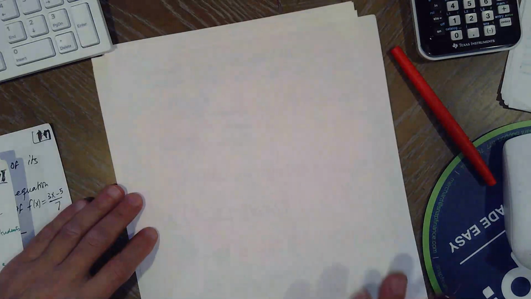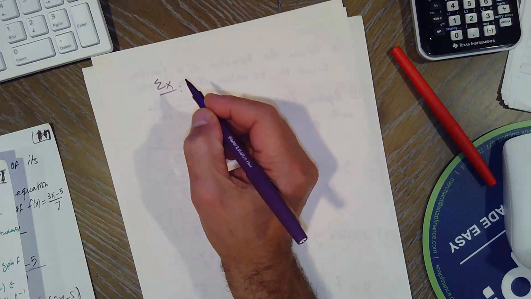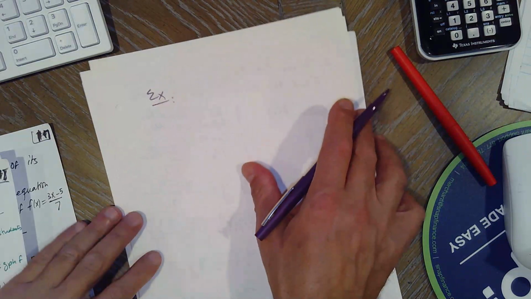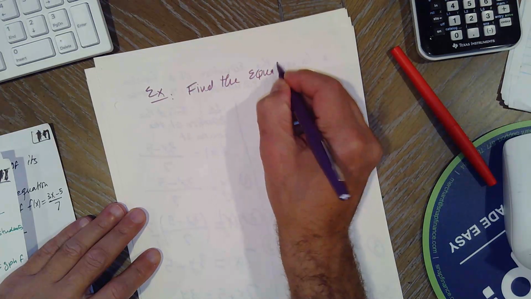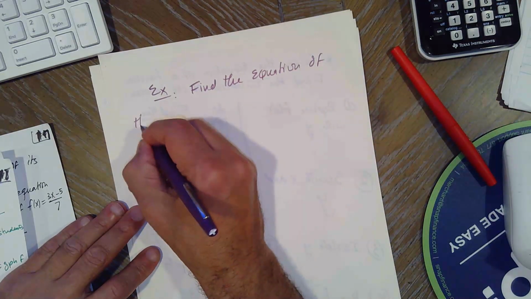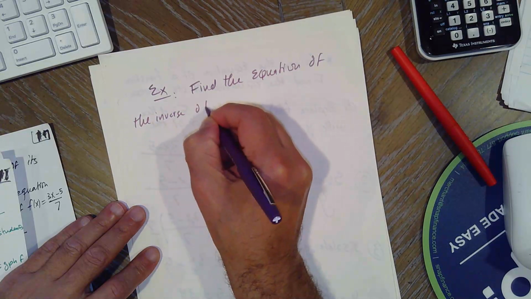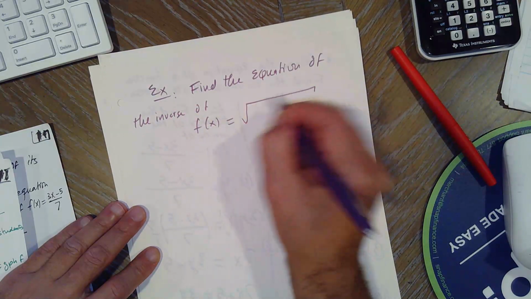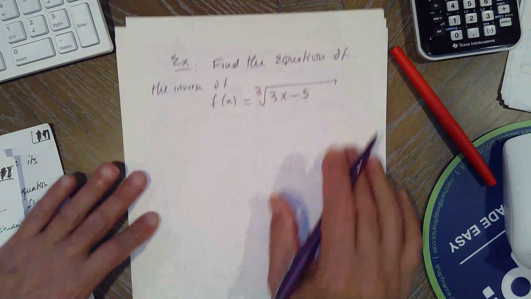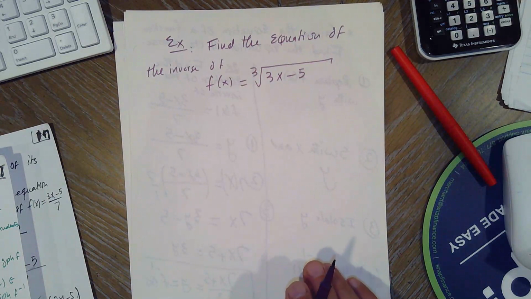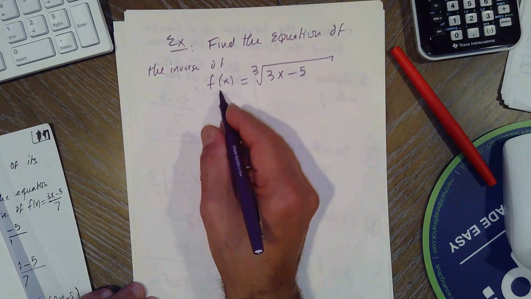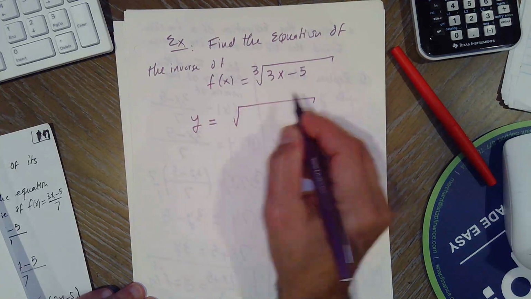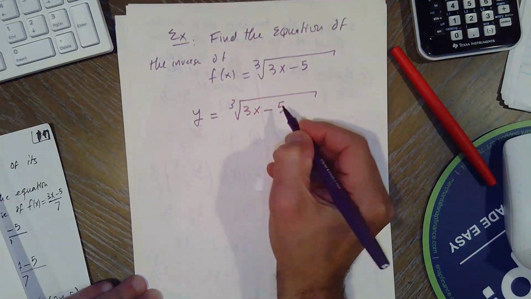Here's another example. Find the equation of the inverse, and there's always a test question like that. Find the equation of the inverse of f of x equals cube root of 3x minus 5. So the first step is to replace f of x with y. So y equals cube root of 3x minus 5.